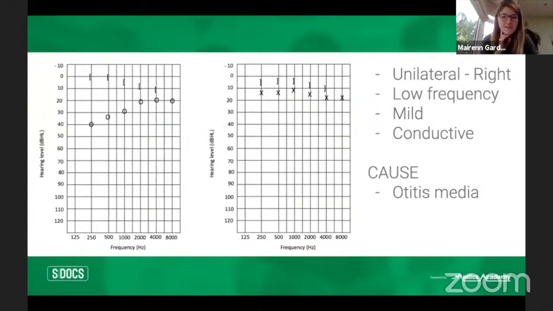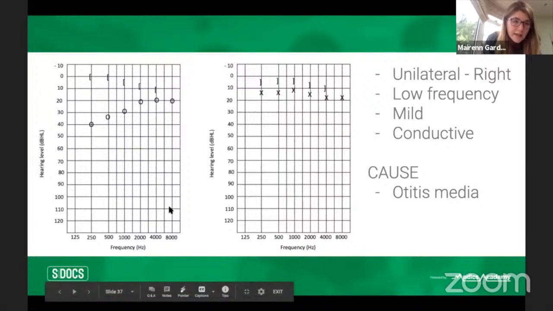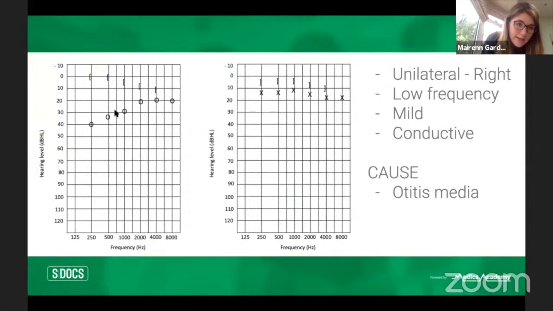So going over some examples for you now. In this case, you can see that the left ear is normal, so your air conduction is between 0 and 20, and so is your bone conduction. Your right ear, however, has low frequency hearing loss. In these low frequencies, between about 250 to 2000, you've got mild hearing loss.